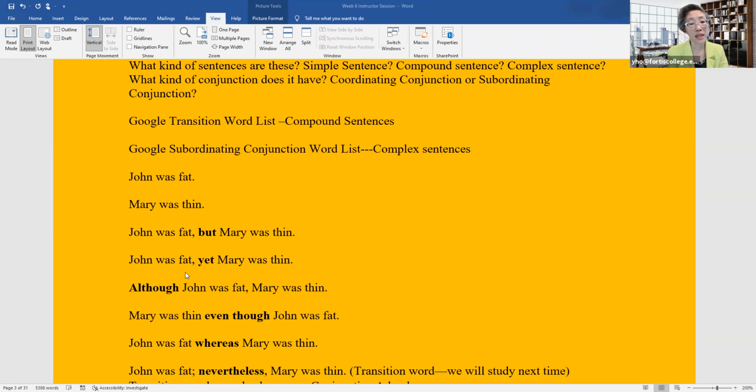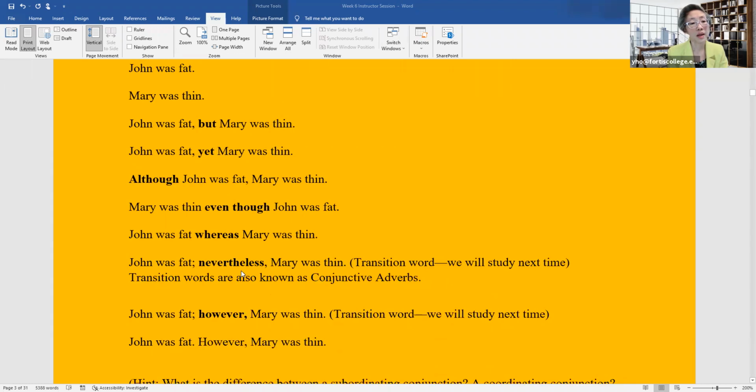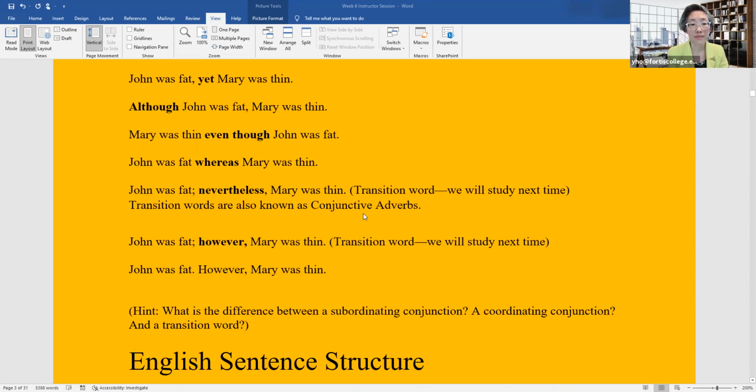John was fat, yet Mary was thin. And then here you have a complex sentence because you have a dependent clause, although John was fat, which means it cannot stand alone, in combination with an independent clause, Mary was thin. And when you put those two clauses together, it becomes a complex sentence. So, although John was fat, Mary was thin.